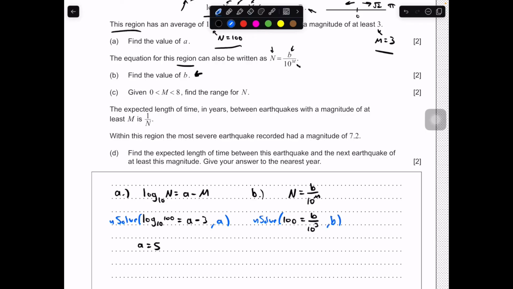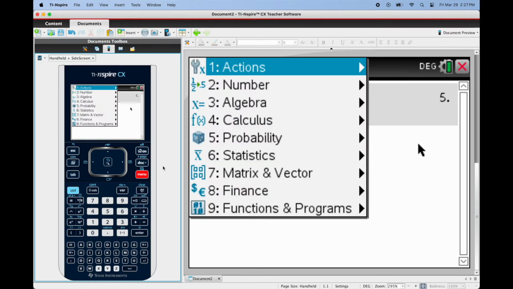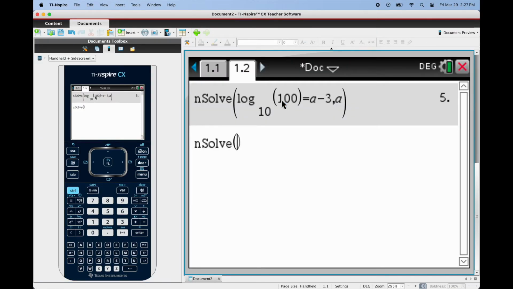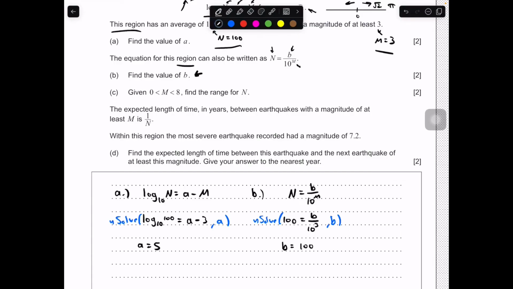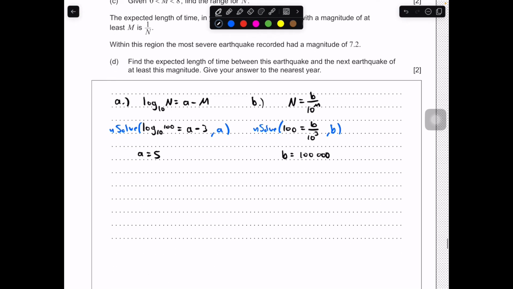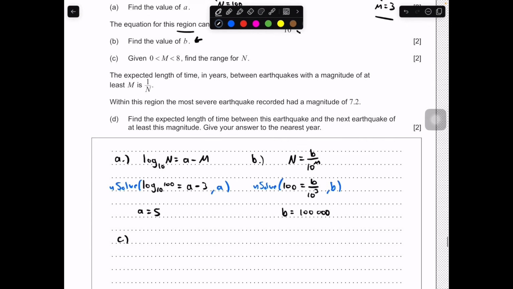So let's go back to the calculator and work this out. Menu, algebra, numerical solve. 100 equals, set up a fraction, b over 10 to the power of 3, and then we ask the calculator to solve for b. Alright, so it looks like 100,000. So b is equal to 100,000. Alright. Not too bad so far.